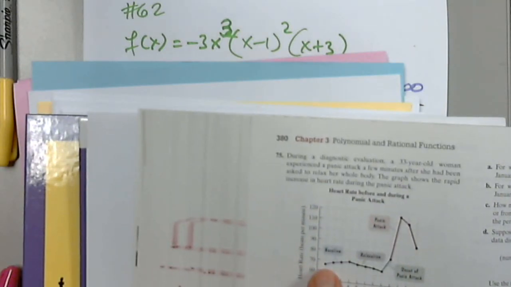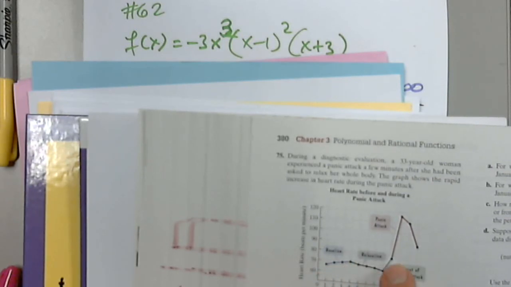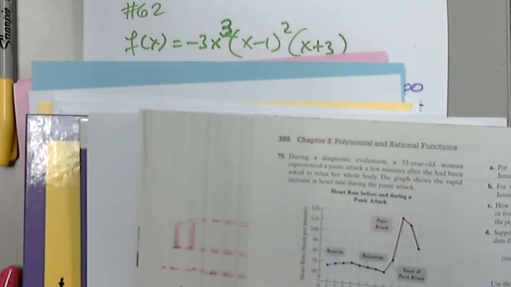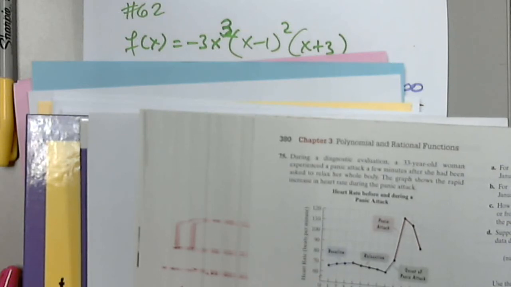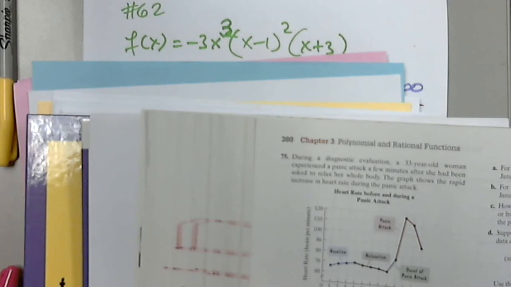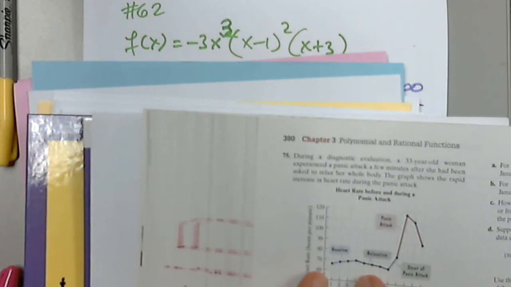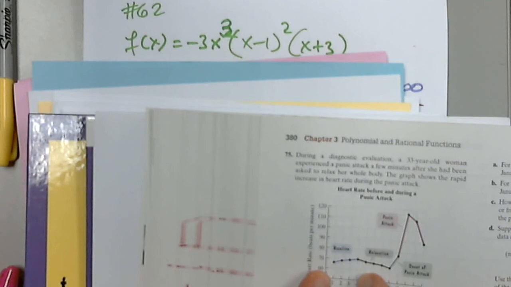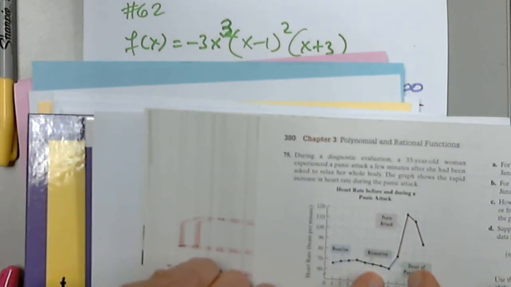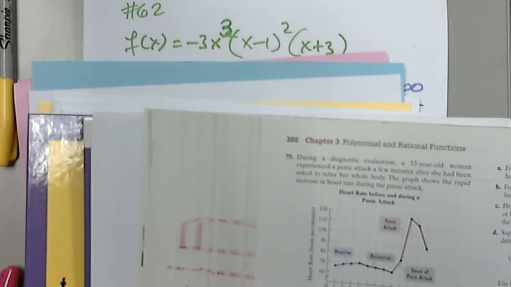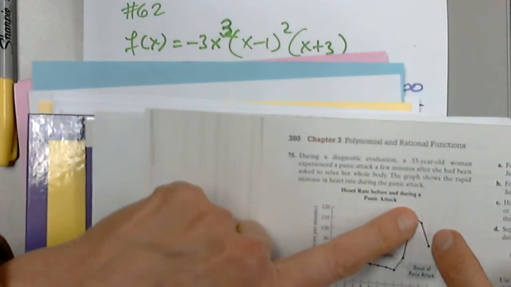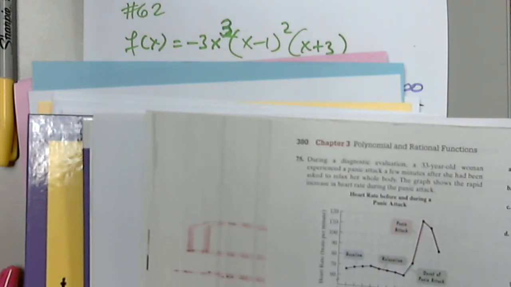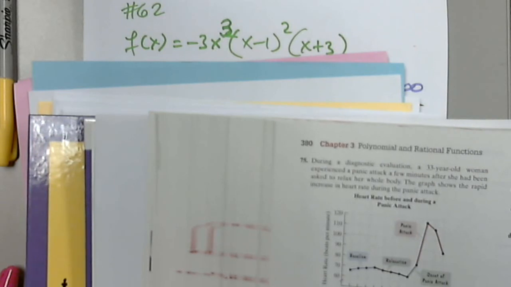So, as we see, it's going up, then it's going down, then it shoots up, and then comes down. First question. For which time periods during the diagnostic evaluation was the woman's heart rate increasing? Between 1 and 4, and between 8 and 10. For which time periods was the woman's heart rate decreasing? 4 to 8 and 10 to 12. How many turning points do you see in this graph?